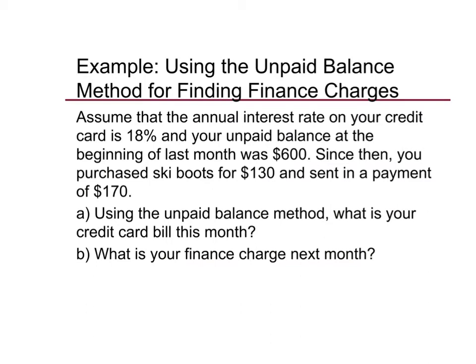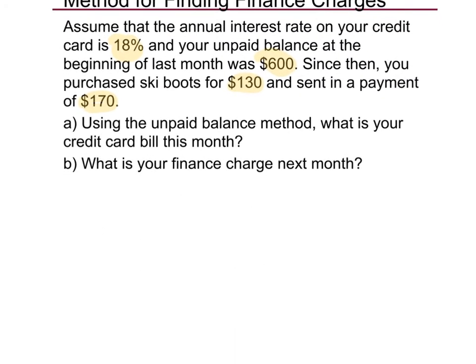Go ahead and pause the video, read through this example. I'll highlight the important stuff and we'll write it down below. There we go. So that's all that's going on there. 18% is the interest rate on our credit card. We owe $600. We purchased ski boots and made a payment using the unpaid balance method. What is your credit card bill this month?